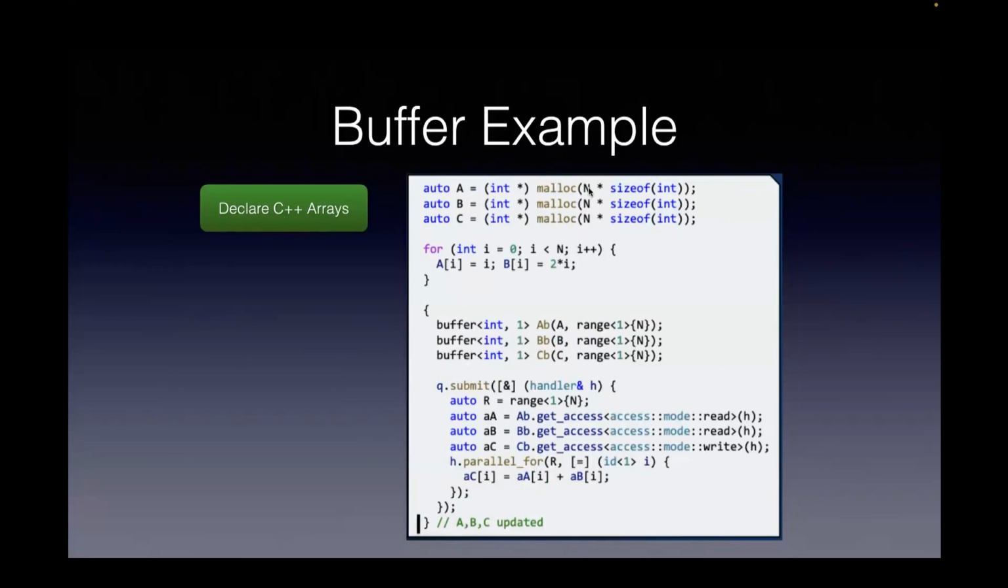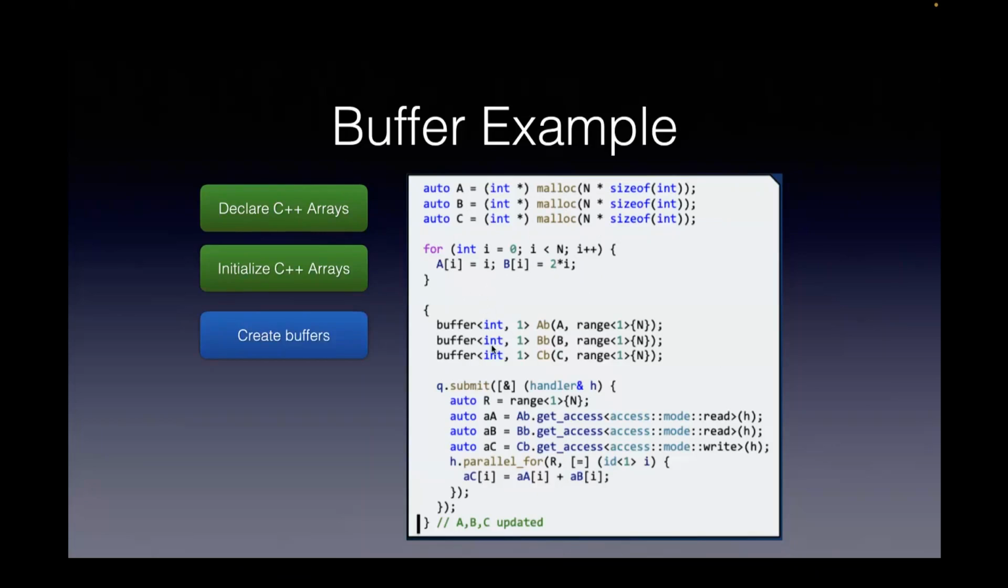And then malloc puts it on the host. So you declare C++ arrays A, B, and C with malloc n times sizeof. You initialize the C++ arrays. Now these are typical pointer-based arithmetic that you're doing on the host.